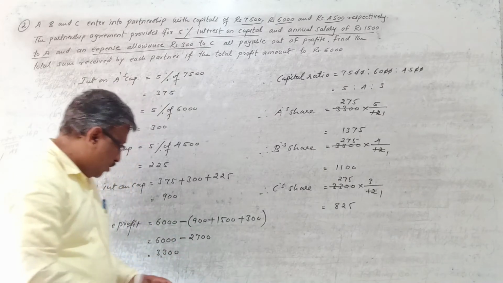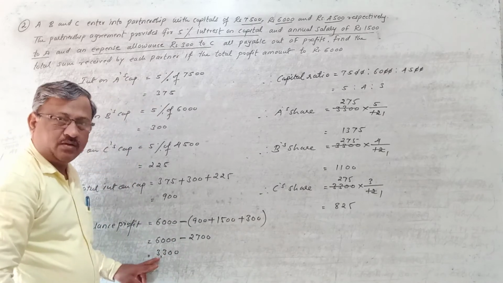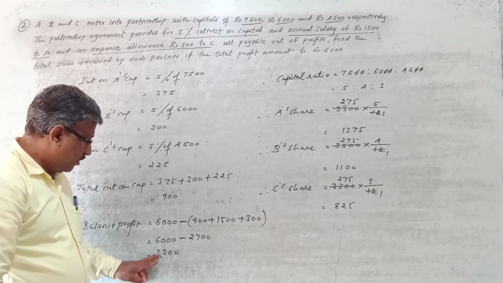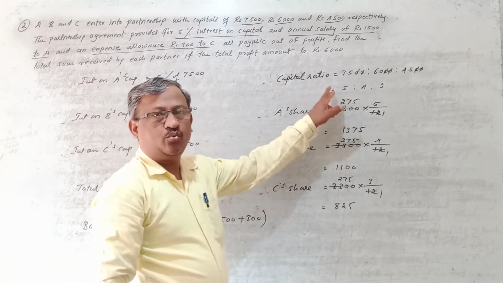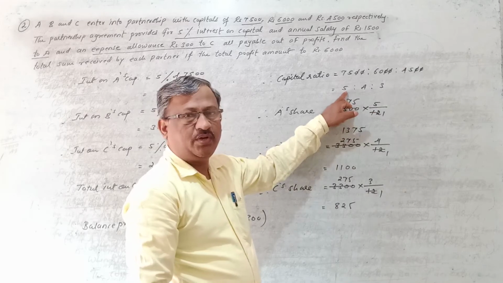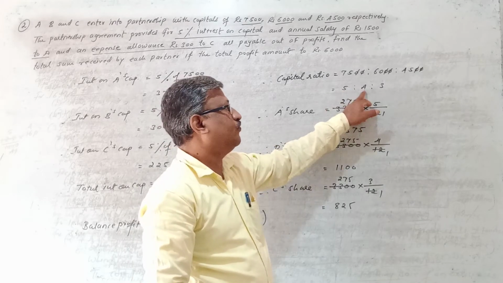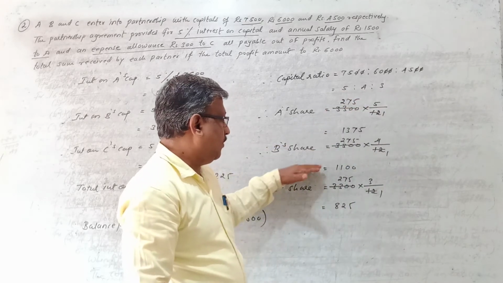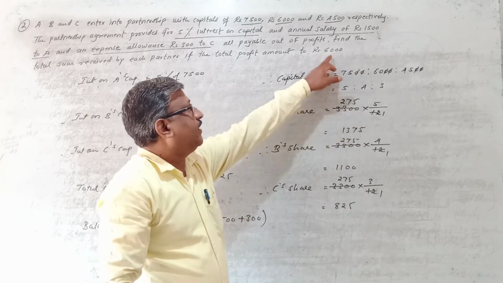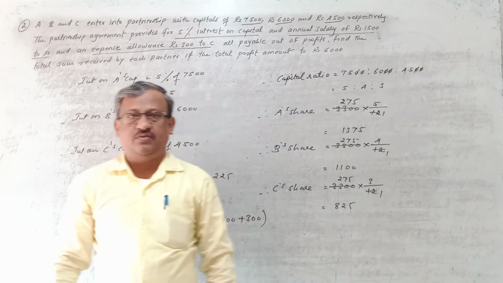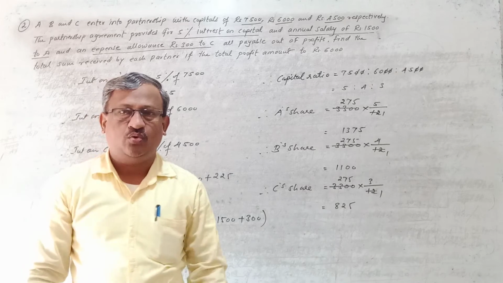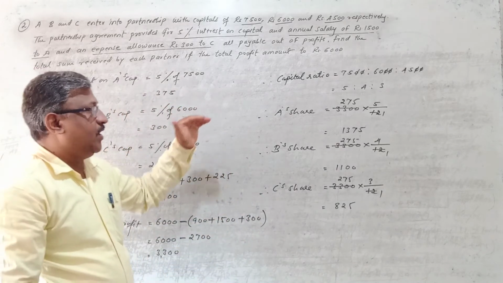So whatever profit was remaining, this profit also we have distributed to A, B and C in the capital ratio, that is the ratio of 5:4:3. Like this, the entire profit of rupees 6,000 we have distributed to A, B and C.